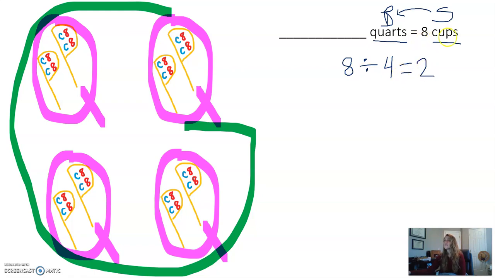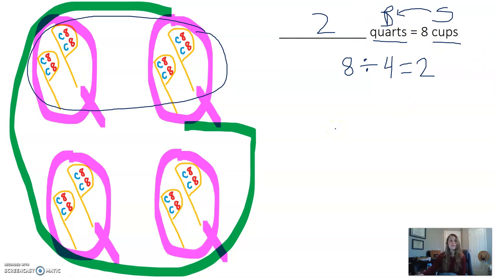So I know that if I have 8 cups, I have 2 quarts. I can also see that visually looking at my chart. I can see 1, 2, 3, 4, 5, 6, 7, 8. Here's my 8 cups. Well, how many quarts is that? 1, 2. So whether you want to do it mathematically or using your chart, either way, we can see that 2 quarts equals 8 cups. All right, we only have a few more.